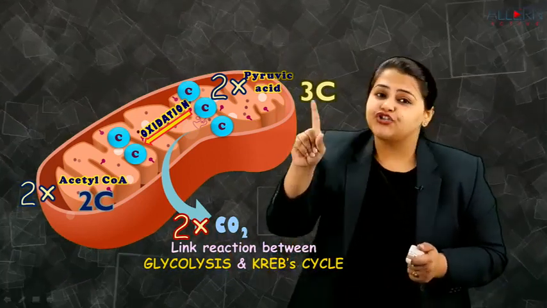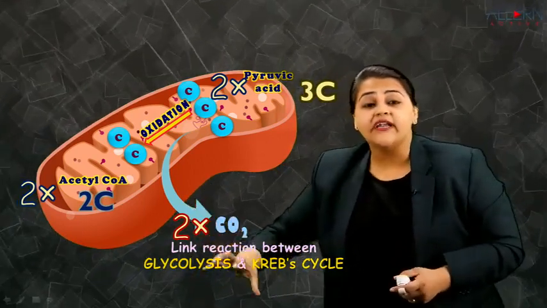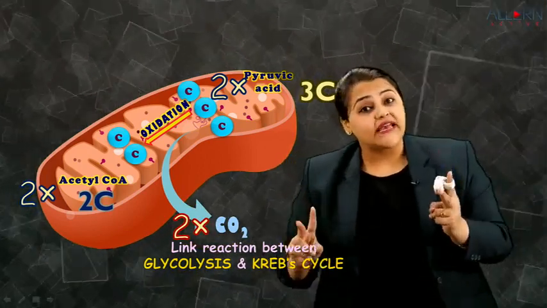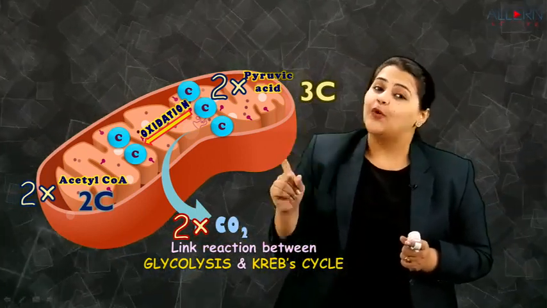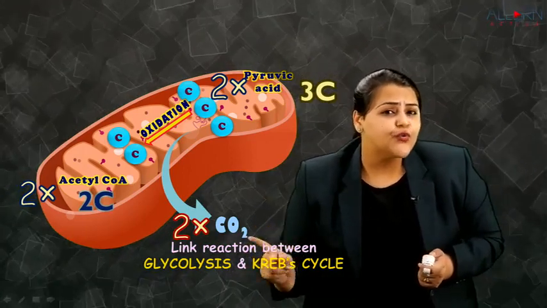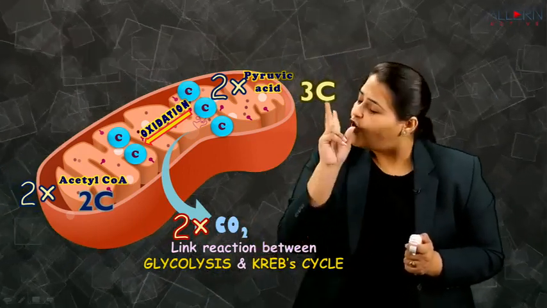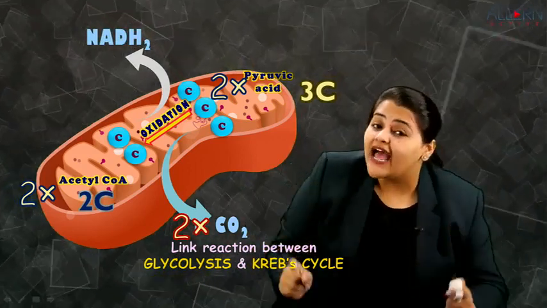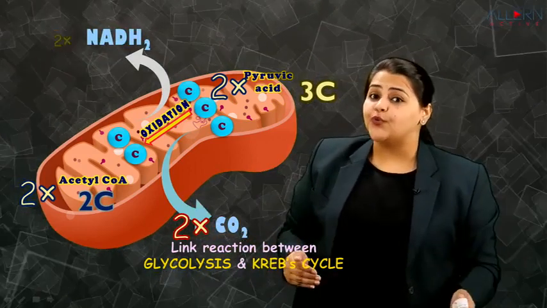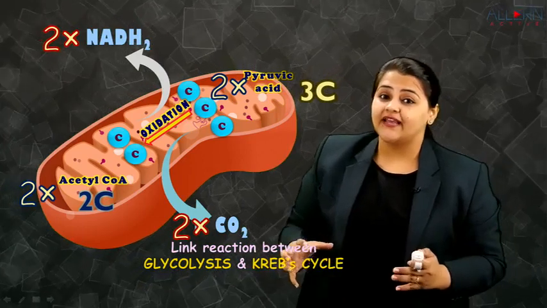because each 3-carbon pyruvic acid, 2 molecules, will be broken down into 2-carbon acetyl coenzyme A, leaving 1 carbon dioxide each from 1 molecule. So in totality, we have 2 carbon dioxide molecules. So even this link reaction has the production of 2 carbon dioxide molecules with release of another energy, an indirect form of energy, again NADH2, which is again going to be how many molecules? 2 molecules. So this is the link between glycolysis and the Krebs cycle.